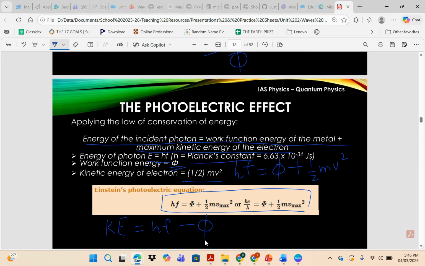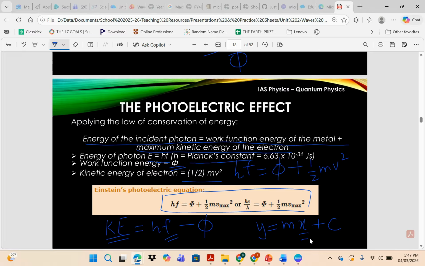Why did I do this? I wanted to write this equation in the form of the equation of a straight line, which is y equals mx plus c. So my y quantity is the kinetic energy of the electrons. My x quantity is the frequency of the photon, or the frequency of the radiation.